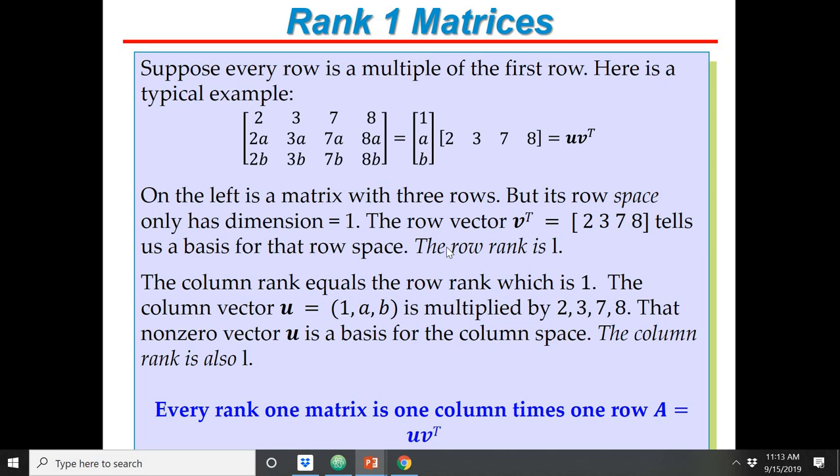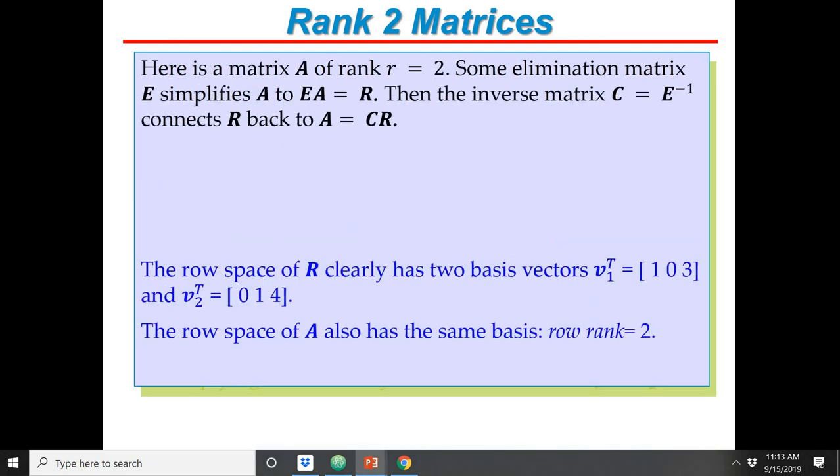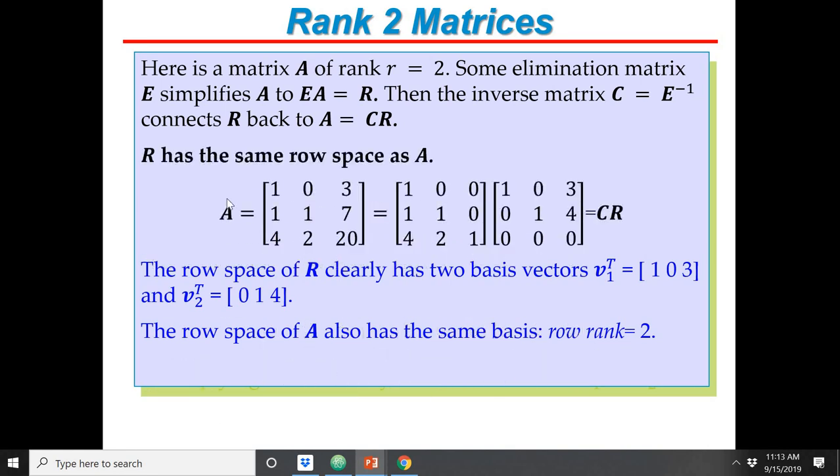All right, so what I'm going to do now is bring up a matrix that has rank 2 and show you that somehow we can write that matrix as the sum of two rank 1 matrices. So let me try to do this. Let me start with this matrix that you see here on the left: 1, 1, 4, 0, 1, 2, 3, 7, 20.